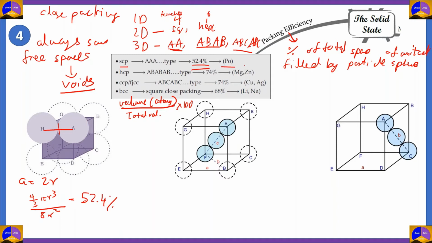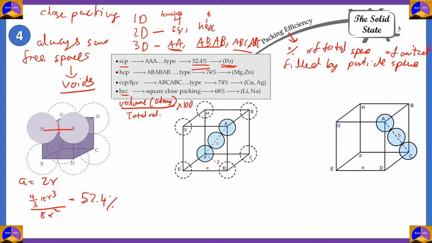This packing efficiency comes in elements such as polonium. So polonium, which uses square close packing, has a packing efficiency of 52.4%. 100 minus 52.4% will give you the vacant space kept by polonium or any other material which uses square close packing.